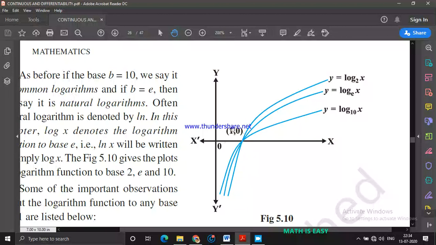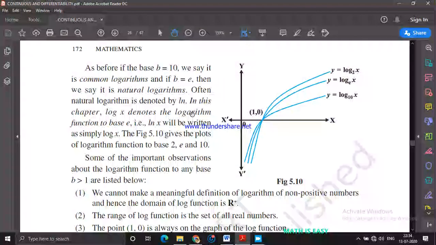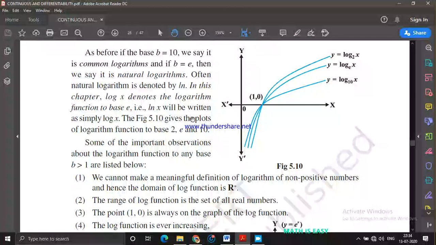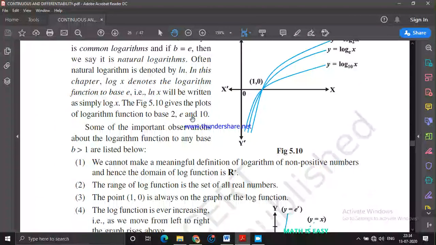So every function graph is passing through the point (1, 0). Okay. The log function is not defined for negative values. So that means the domain is only positive real numbers. The range of the logarithmic function is the set of all real numbers. You can see negative y values it is also taking. Okay. So negative y values it is taking means the range can include all the negative numbers.